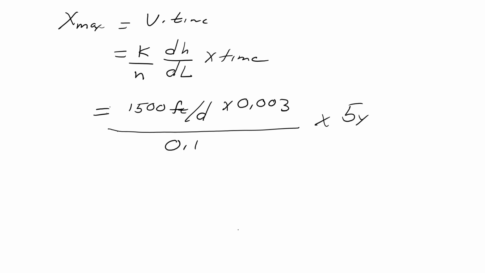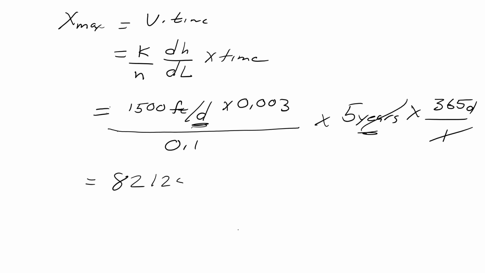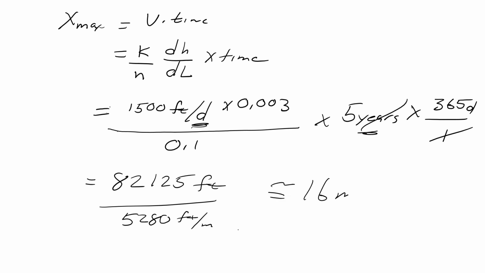Our time is 5 years, but we have days here, years here, so we need to convert and change this to days, 365 days in 1 year. Calculate that through, you get an x max of 82,125 feet. If you divide by 5280 feet per mile, this ends up being about 16 miles.